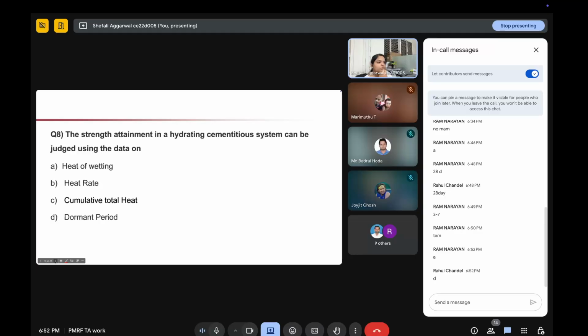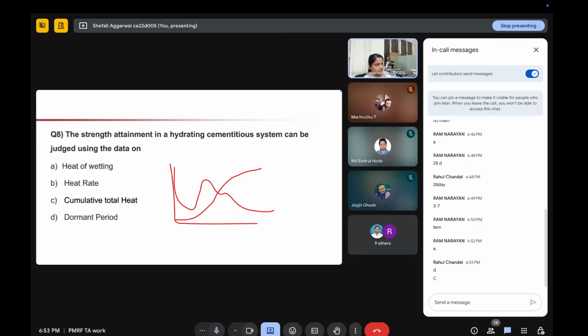Okay. So next question is, the strength attainment in a hydrating cementitious system can be judged using the data on heat of wetting, heat rate, cumulative total heat, or dormant period. So strength, if we have these two graphs, one is this one and other is this one. So we were talking about area under the curve, which will be giving us the strength value. So which curve will be used for this strength value? This one or this one? Like A or B?